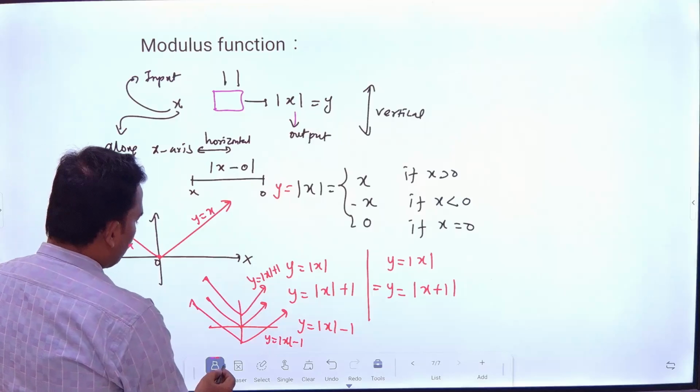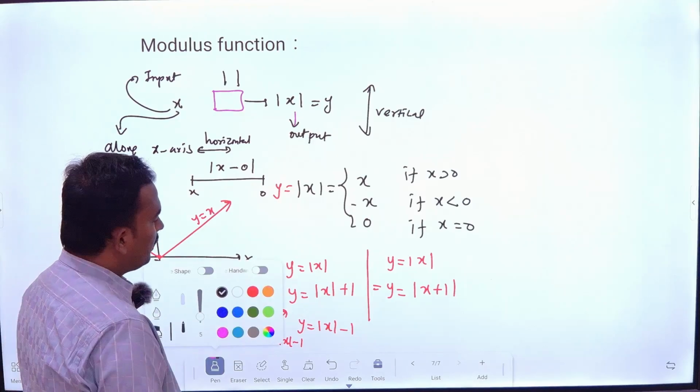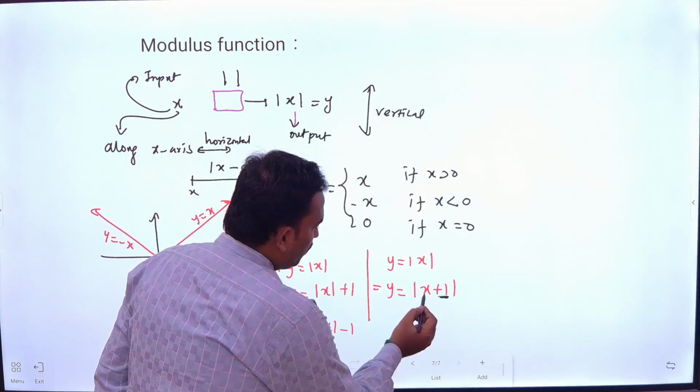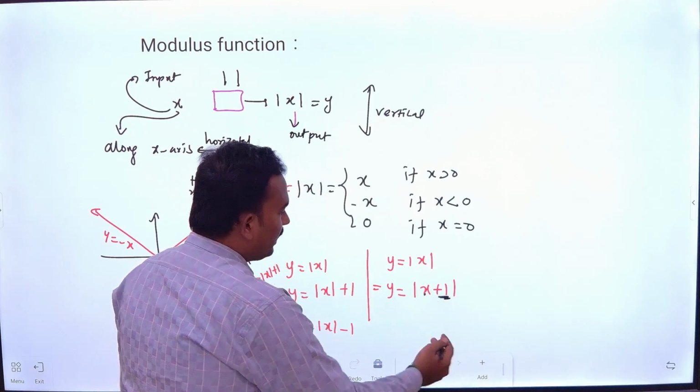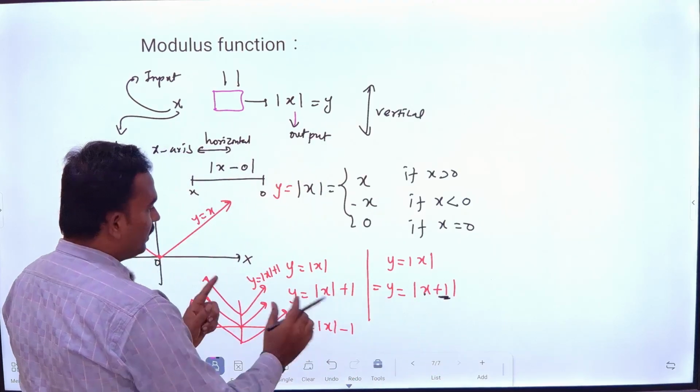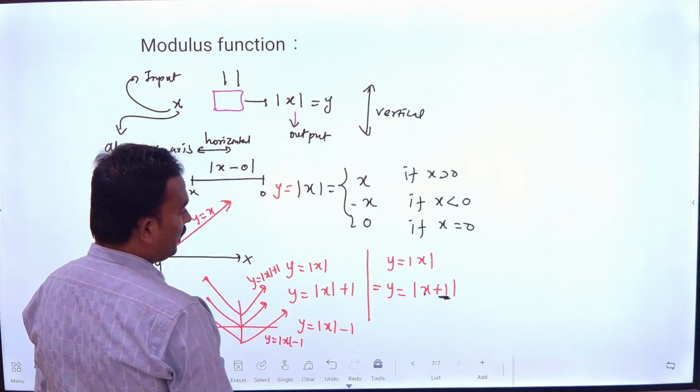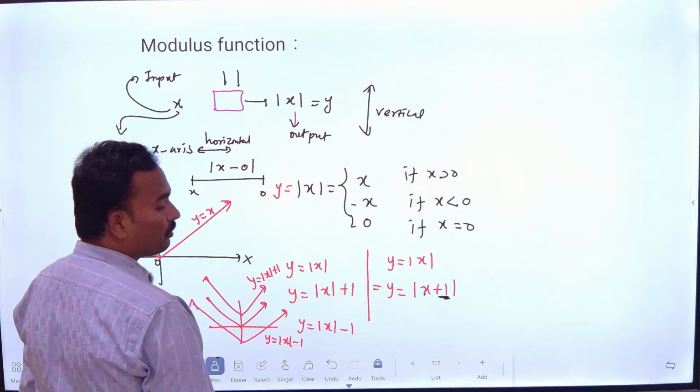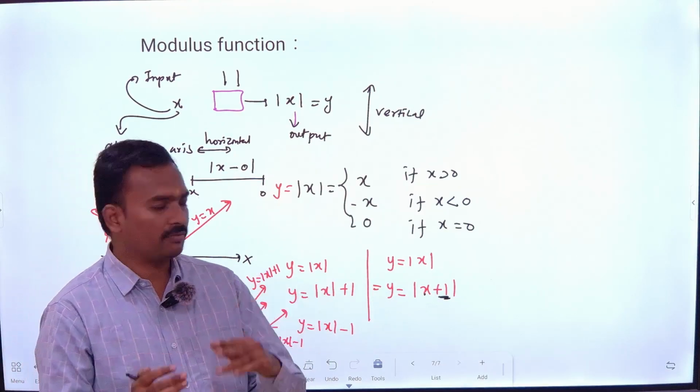The same way, here you can see input translation is there. Here x is the input, and we are adding 1 inside the input only. Inside the input function the translation occurs, therefore you have to shift right or left.